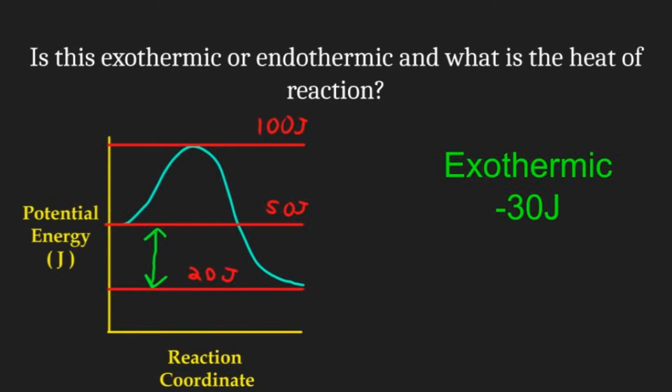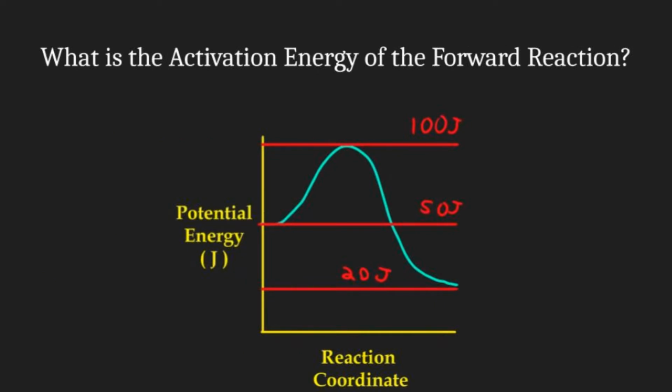Now that we've concluded it's an exothermic reaction, we could find the heat of reaction. And if you remember, the heat of reaction is equal to the heat of the products minus the heat of the reactants, or the line on which we end minus the line on which we start. So we end at 20 joules, and we start at 50 joules. So we would do 20 joules minus 50 joules to give us that our heat of reaction is negative 30 joules.